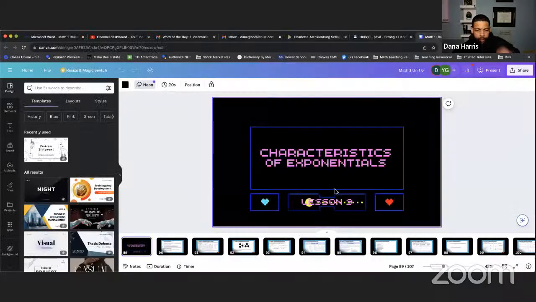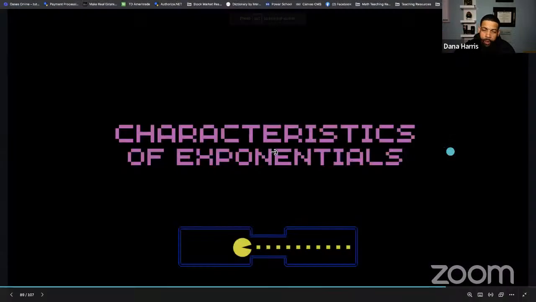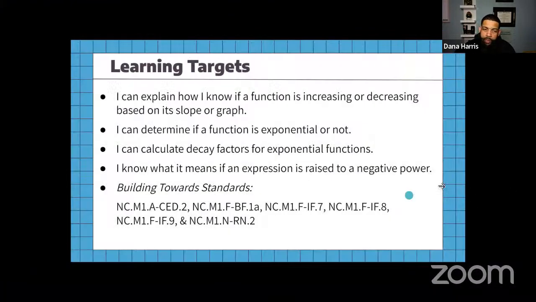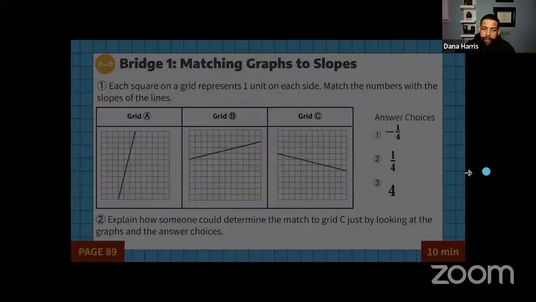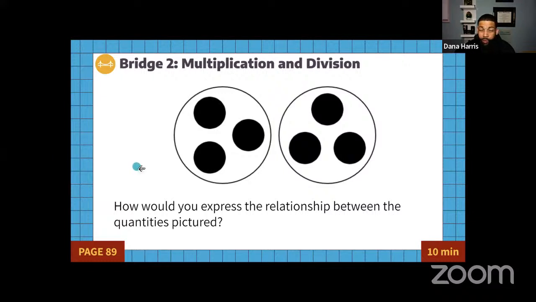But let's get right into it because I don't want to hold y'all too long today. This one is talking about characteristics of exponentials, right? And so remember, one of the things to recall about exponential functions is that they grow a certain way. I'm not going to do the bridge because I don't really want to do it. It's not as important to me.